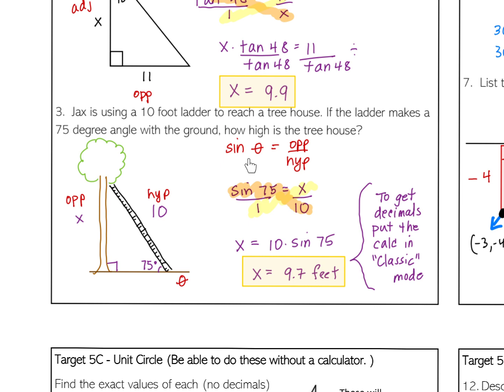So you're going to use your sine ratio. Set this up in cross multiply. This time you are just multiplying 10 times 75. If your calculator is giving you some weird value, just make sure that you're in classic mode. That's going to give you that decimal answer that we are looking for.